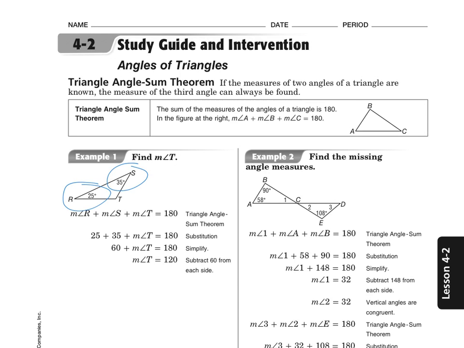To set it up, you'll take the three interior angles equal to 180, so 25 plus 35 plus t would be 180. And then you're going to solve for the measure of angle t, which should be 120 degrees.